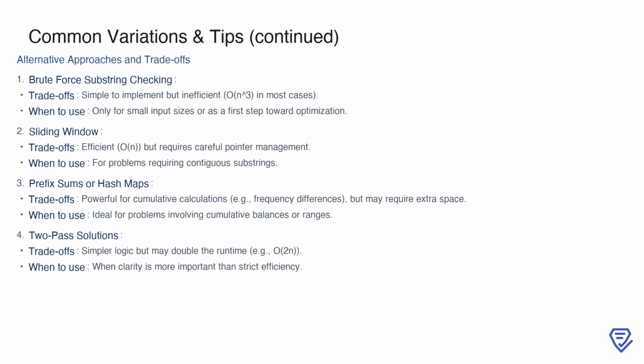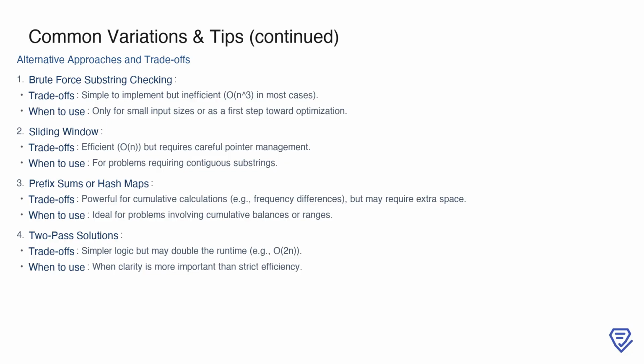When approaching problems like this, it's also helpful to consider alternative strategies and weigh their trade-offs. For example, brute force substring checking is straightforward to implement but highly inefficient, often running in O(n cubed). This approach is only practical for small input sizes or as a starting point for optimization. Sliding window techniques, on the other hand, are highly efficient with a time complexity of O(n), but they require careful management of pointers to avoid errors.